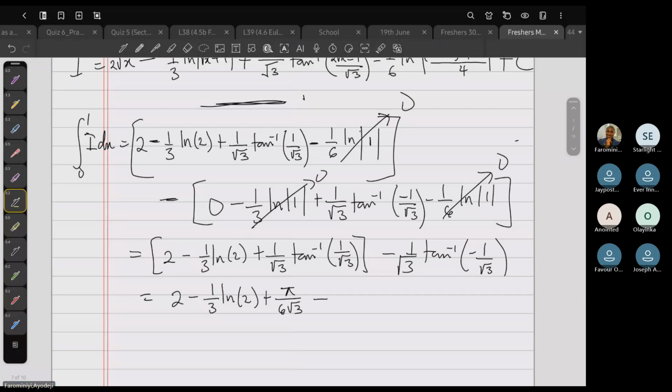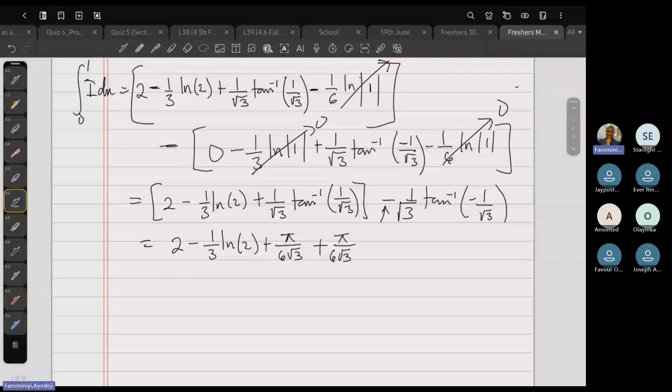Okay, so let me just confirm in this particular case. So in this particular case, it does. So it is not going to even cancel out because this one is negative. So yeah, it will be plus pi over 6 root 3. So our answer will be 2 minus 1 over 3 natural log of 2 plus pi over 3 root 3. This is the final answer of that question.